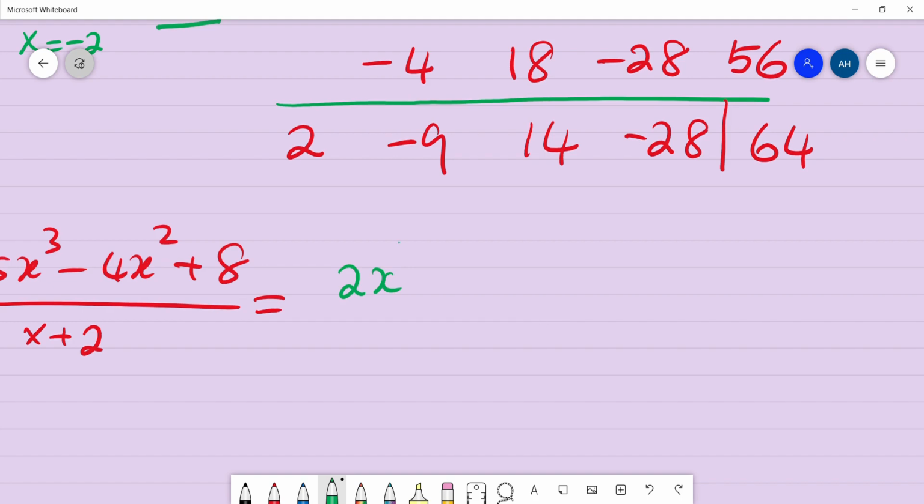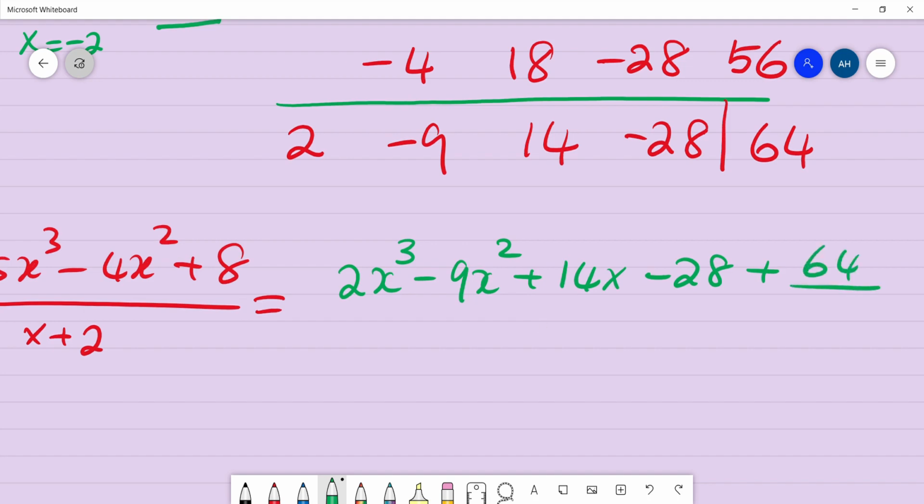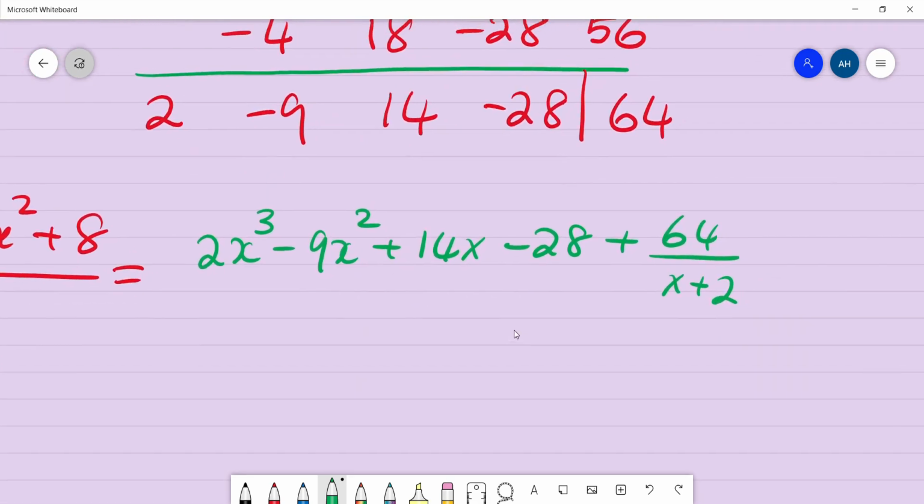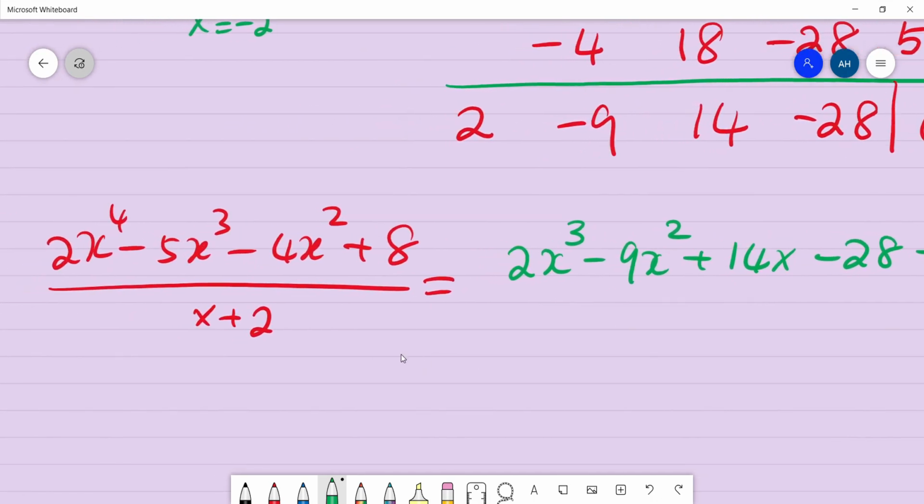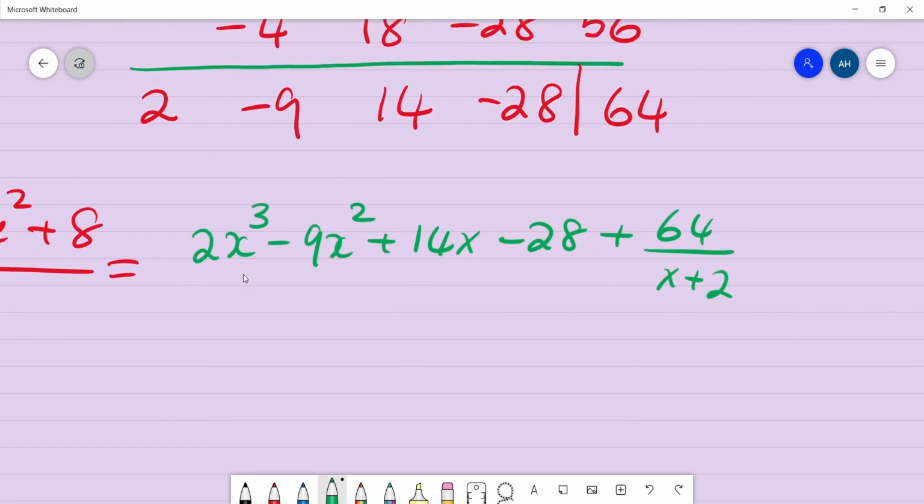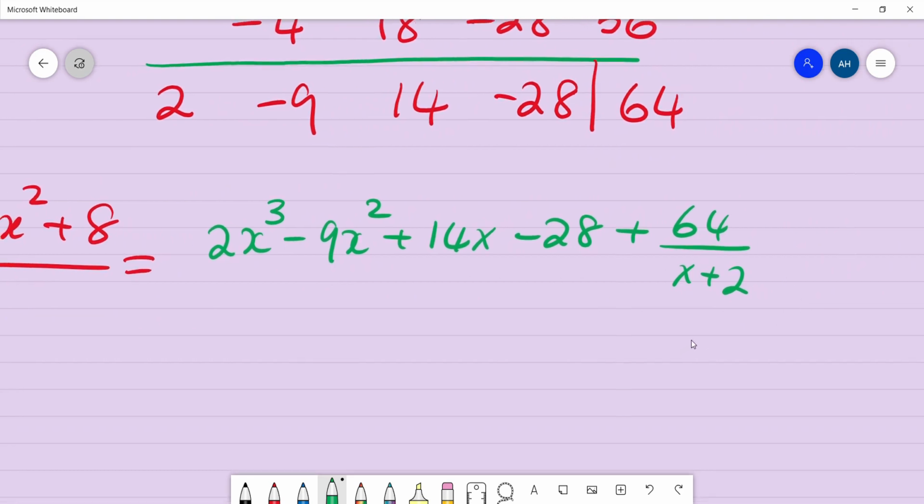So 2x cubed minus 9x squared plus 14x minus 28, and plus the remainder, that is 64 divided by x plus 2, like this. Now that's the answer. Actually, that is the solution for this division. That is, this polynomial divided by x plus 2, the answer is all the terms on the right hand side.